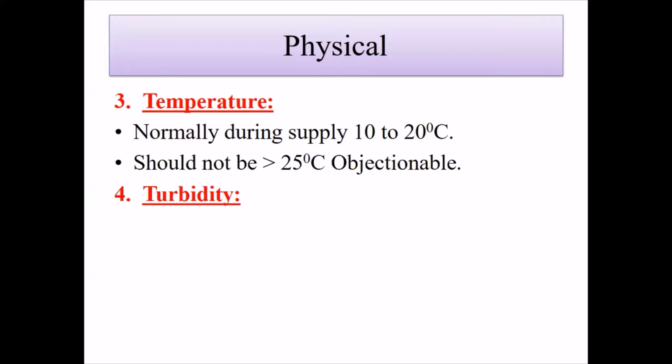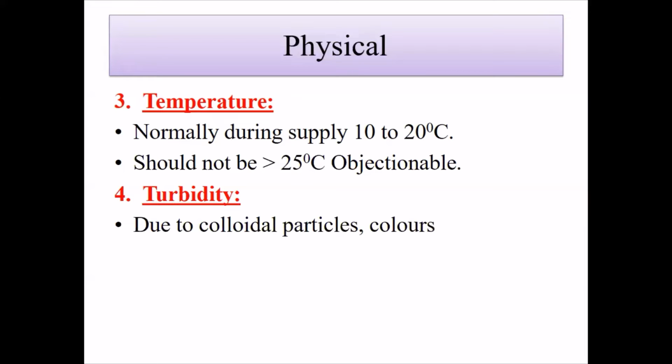Then next is a very important parameter of physical characteristics of water, that is turbidity. Turbidity is caused by colloidal matter like silt, sand or clay. It is expressed as parts per million, in short ppm or mg per liter. The permissible turbidity of potable water should be 5 to 10 ppm. Turbidity can be measured by turbidity rod, then Jackson turbidity meter.